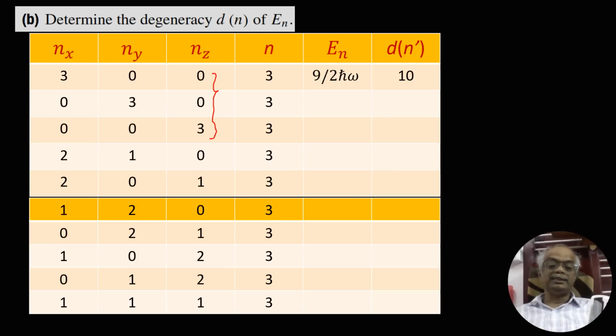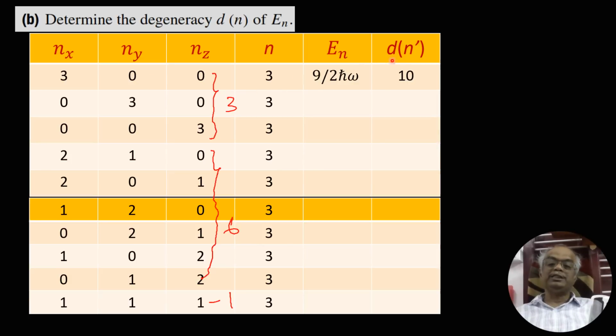So you have 3 possibilities with number 3. Then there are 6 possibilities with number 2. This is 3, this is 6 possibilities. And there is a unique possibility, that is 1, 1, 1, also 3. So totally you will get 10 degeneracy.